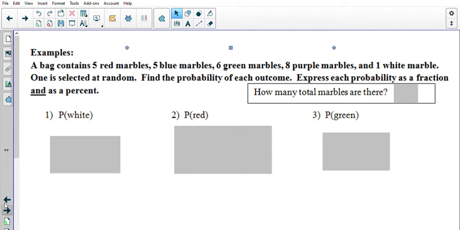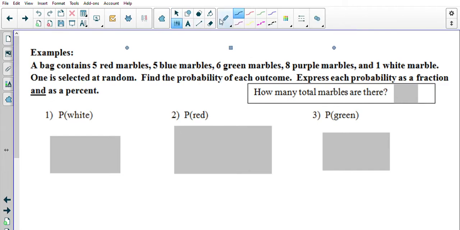So our first set of examples, it says a bag contains 5 red marbles, 5 blue marbles, 6 green marbles, 8 purple marbles, and 1 white marble. 1 is selected at random. That's important for us because the probability changes if we don't do that at random. Find the probability of each outcome. Express each probability as a fraction and as a percent.